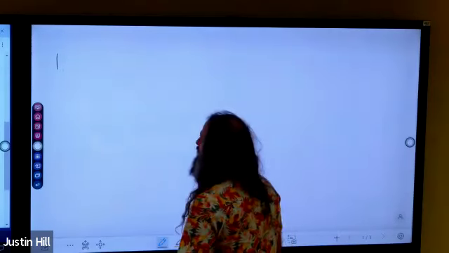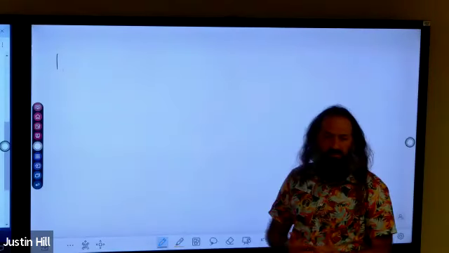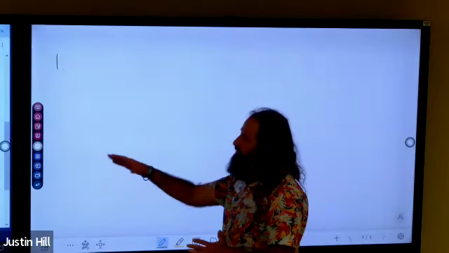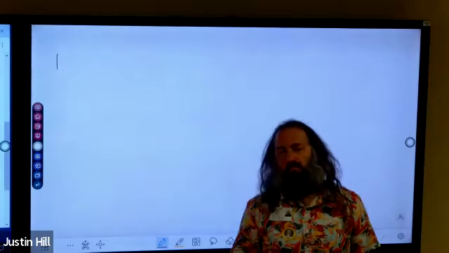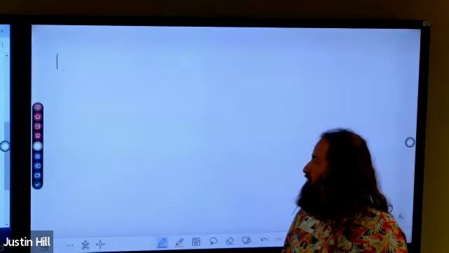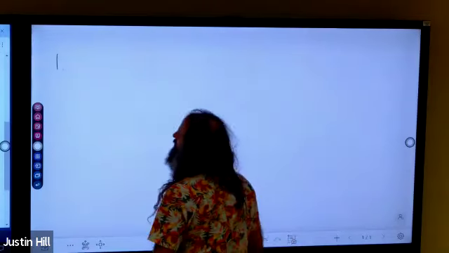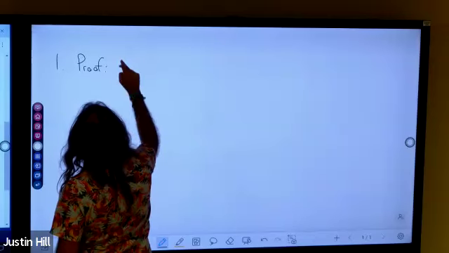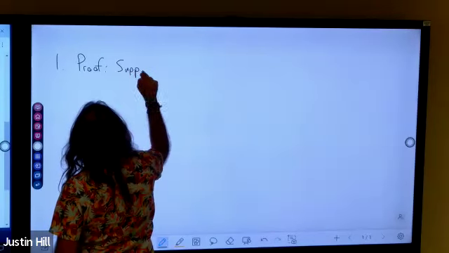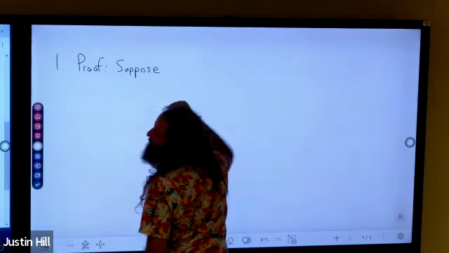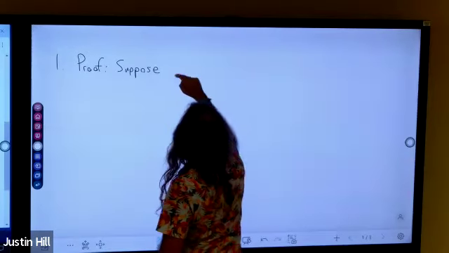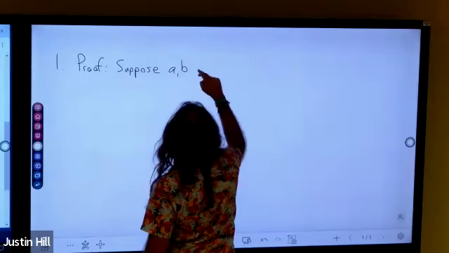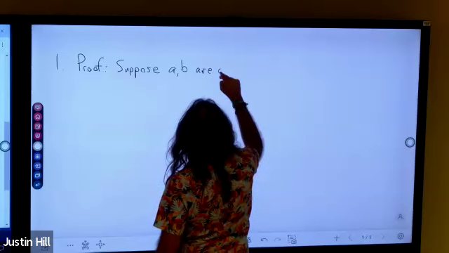So anyways, this seems like a pretty standard direct proof. So you're going to assume the hypothesis and then build your conclusion. So we are going to suppose a, b are odd integers.